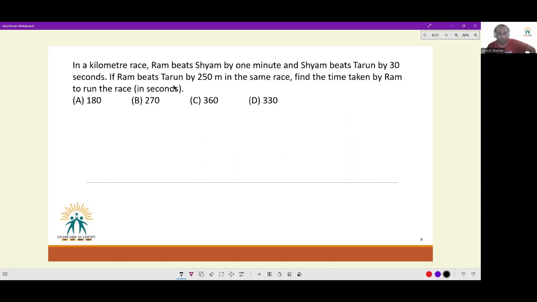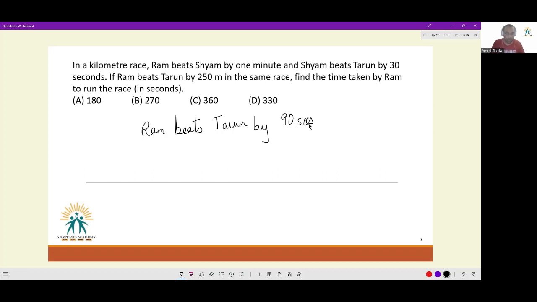Next question. In a kilometer race, Ram beats Shyam by 1 minute and Shyam beats Tarun by 30 seconds. This is a wonderful way of saying Ram beats Tarun by 90 seconds.